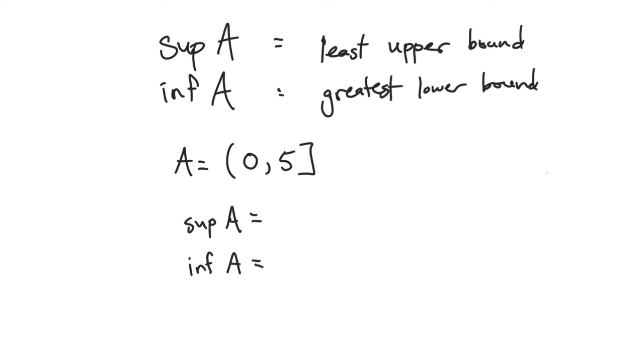What do you think? Anyone want to tell me the sup of A? Yeah. 5. 5 is right. 5 is an upper bound because everything in the set is less than or equal to 5, and it's also the least upper bound, the smallest such number. So the sup of A is 5. How about the inf? It is 0. Yeah. 0 is a lower bound. Everything in the set is greater than 0, and 0 is also the greatest possible lower bound, right? So 0 is the inf of A.